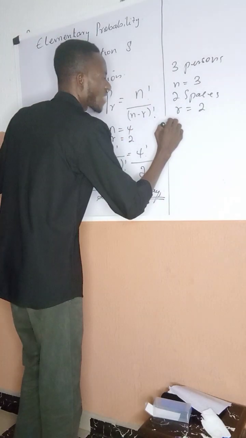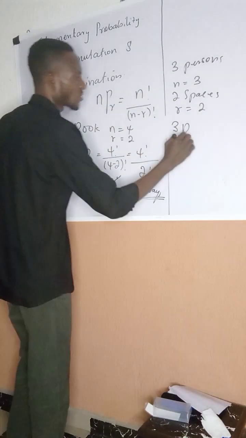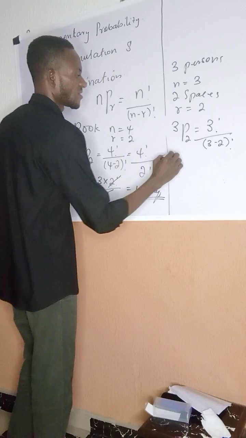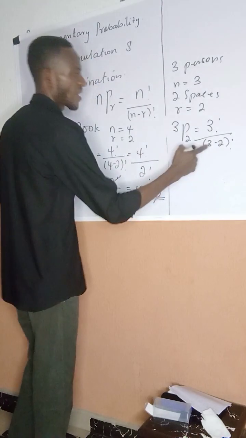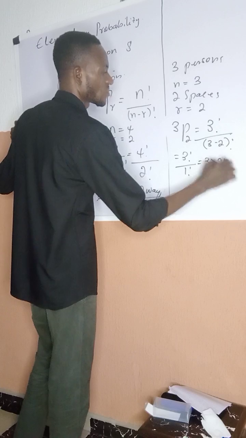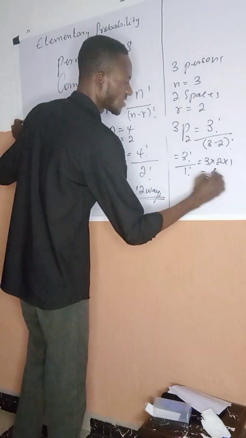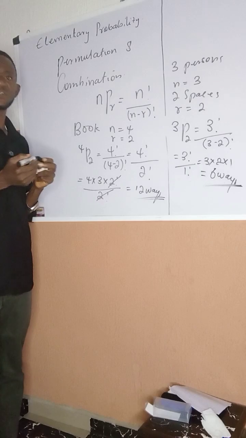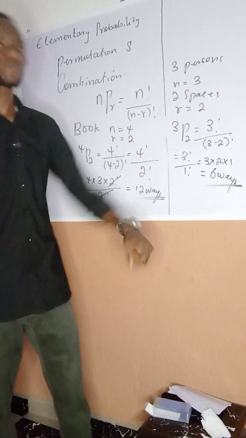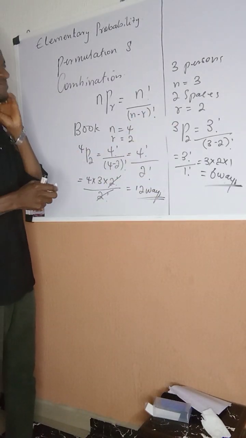So in that case, my n becomes 3 and my r becomes 2. I have 3 permutation 2, which equals 3 factorial all over open bracket 3 minus 2 all factorial. This equals 3 factorial all over 1 factorial, and 1 factorial is 1. So we express 3 factorial as 3 times 2 times 1, and this becomes 3 times 2, which is 6 ways. So we can arrange 3 persons on a seat, given 2 available spaces or chances on that particular seat for them to sit down. That is what we call permutation.